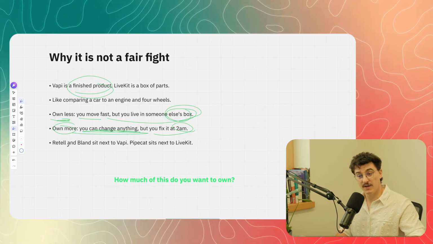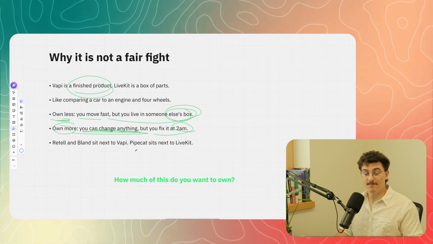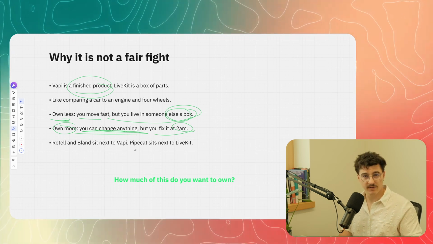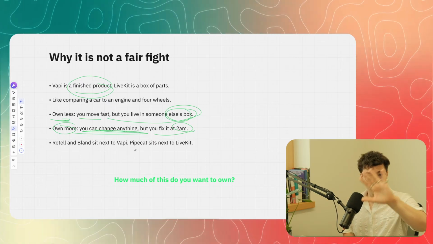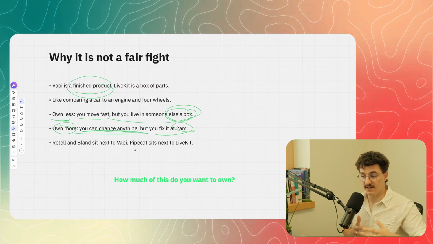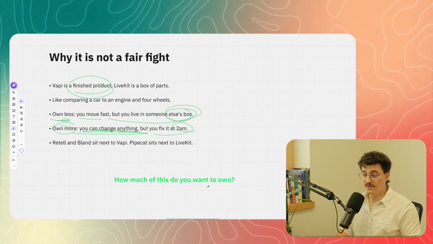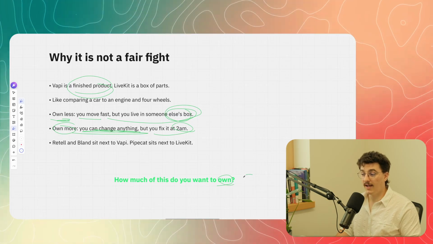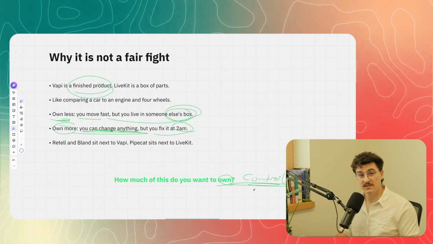And by the way, if you are thinking about Retell, if you're thinking about Bland, they are similar to Vapi. Everything I say about Vapi is also true for them. And Pipecat, if you are familiar with that, basically sits next to LiveKit. So again, the question you should ask yourself is how much of this do you actually want to own and control. These are the things you should ask yourself.